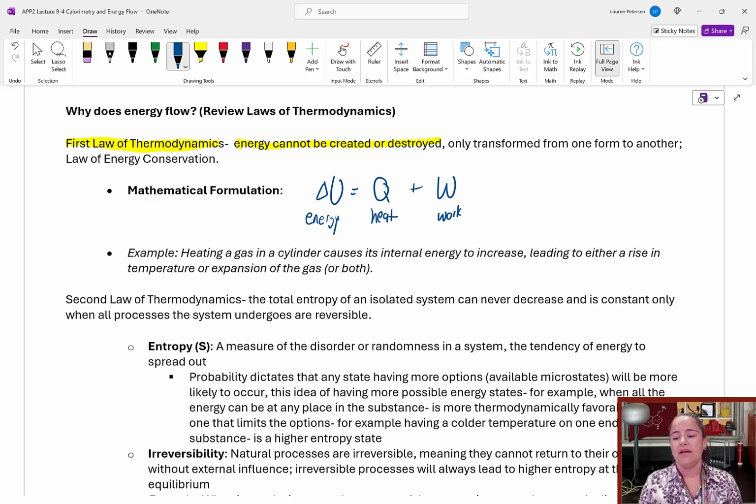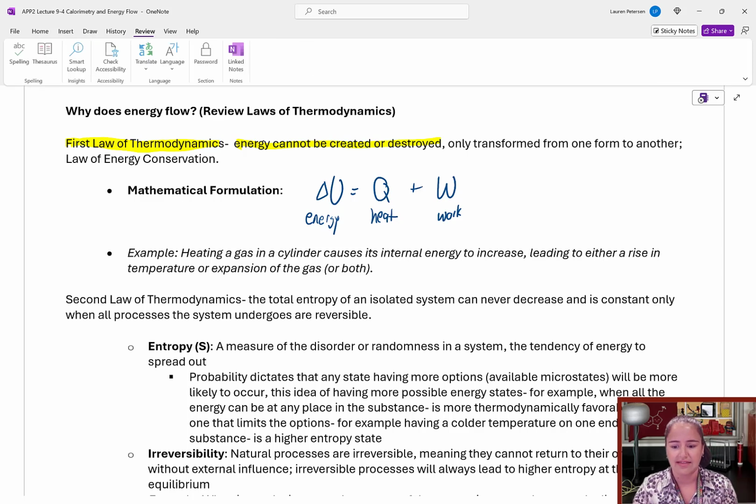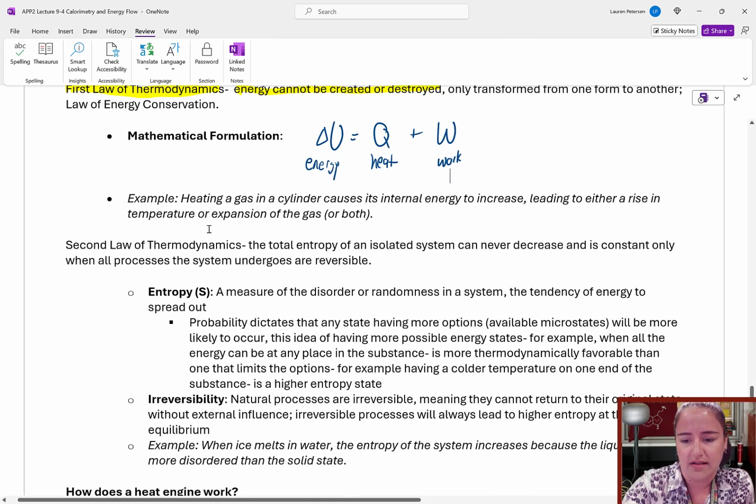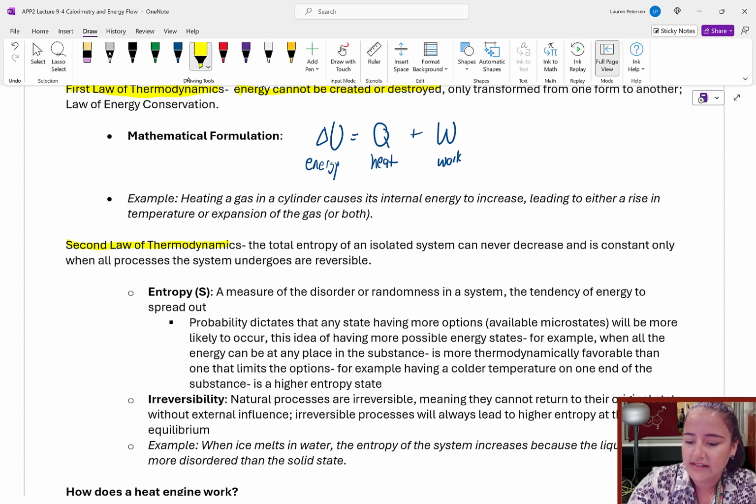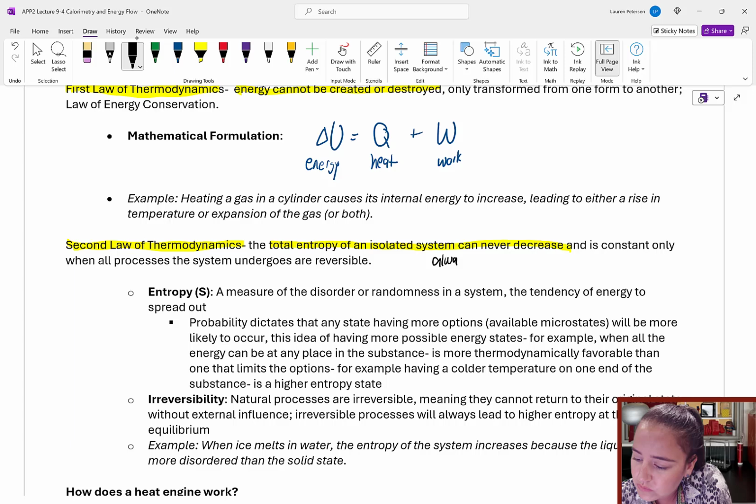But we know there are times when we decrease or increase the energy of a system, and it's not a spontaneous process and things like that. And that's where the second law of thermodynamics comes in. The second law of thermodynamics states that the total entropy for an isolated system doesn't decrease. It always increases for irreversible processes.